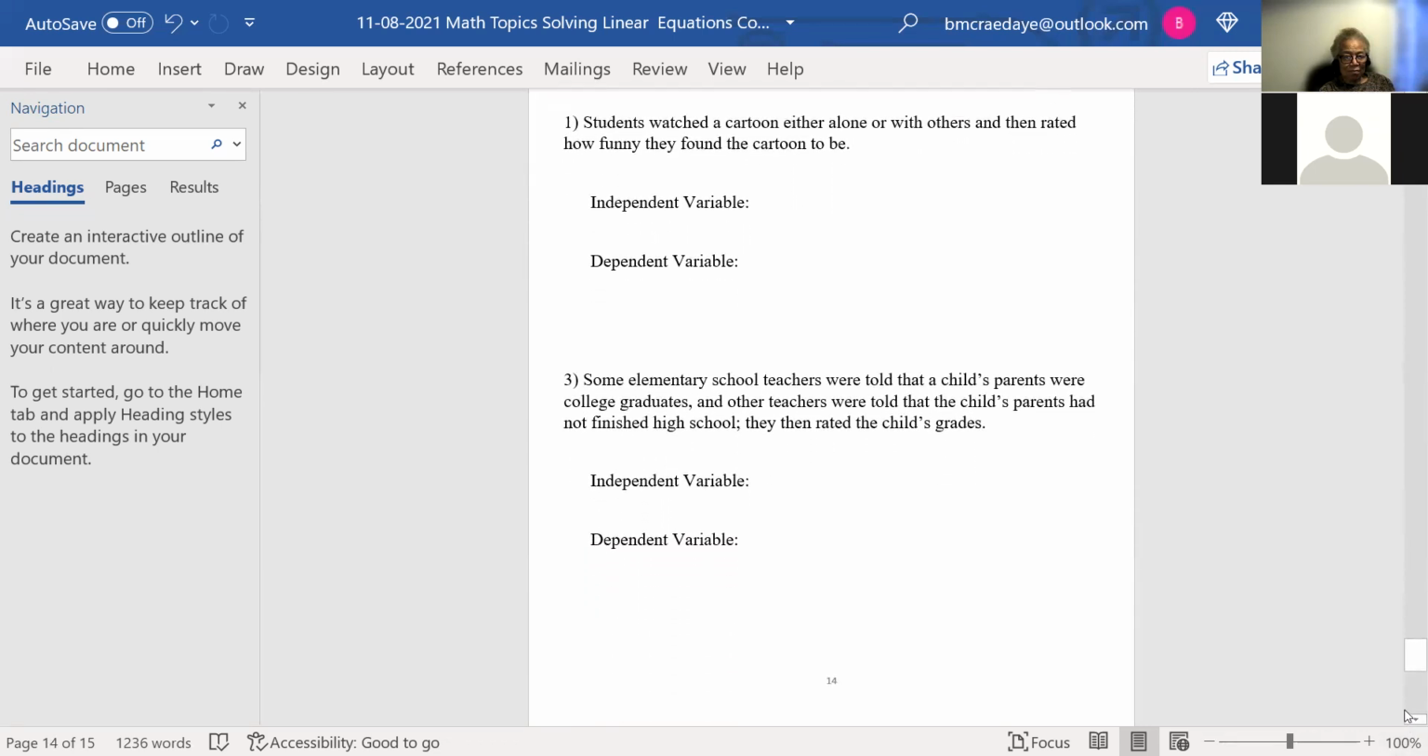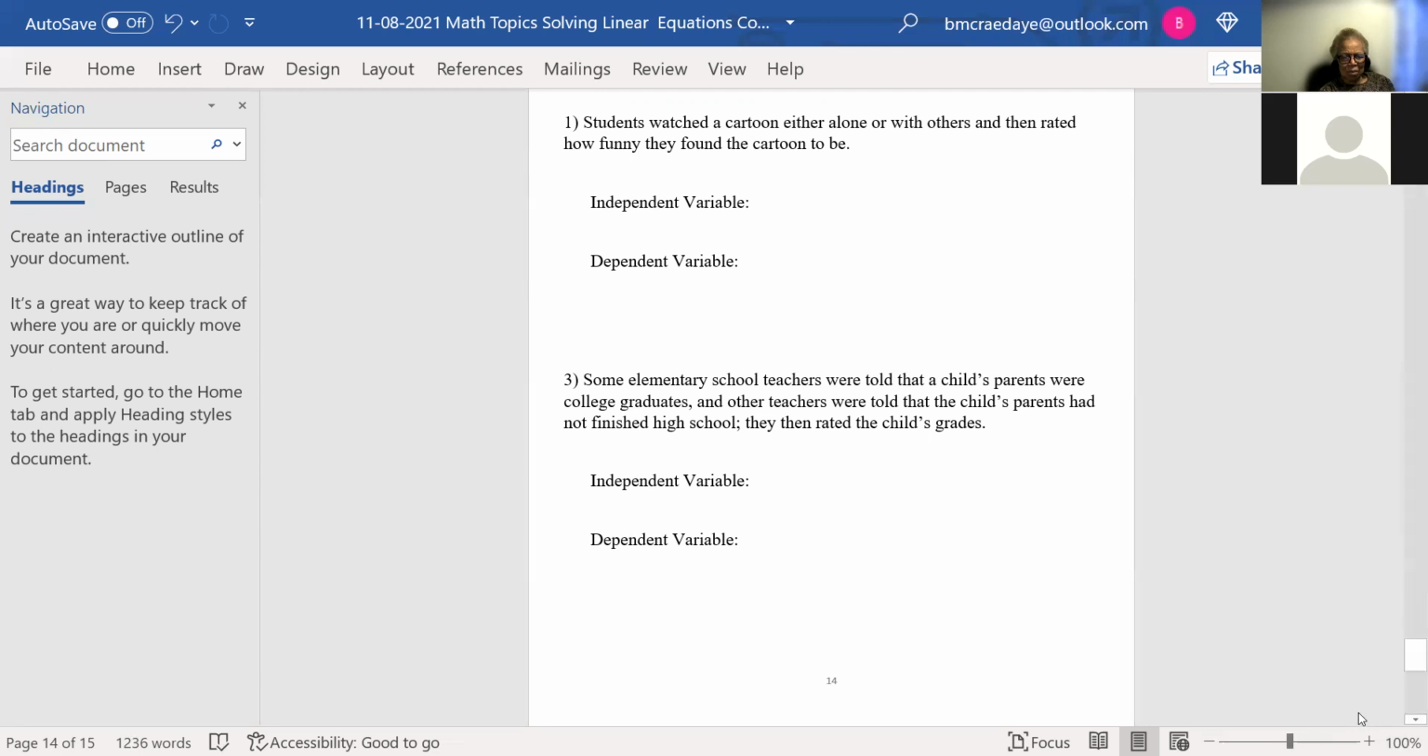Some elementary school teachers were told that a child's parents were college graduates, and other teachers were told that the child's parents had not finished high school. They both rated the child's grades. Okay. I would say the elementary school teachers told that the child's parents were college graduates was dependent, and the other parent with the grades was independent.